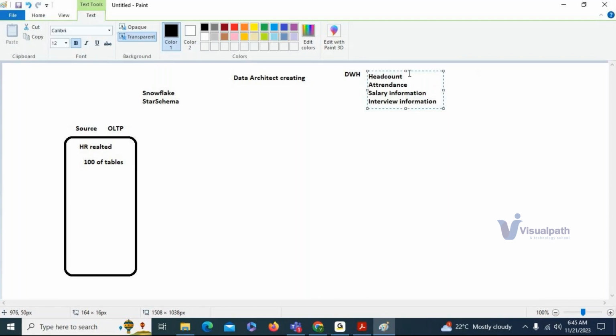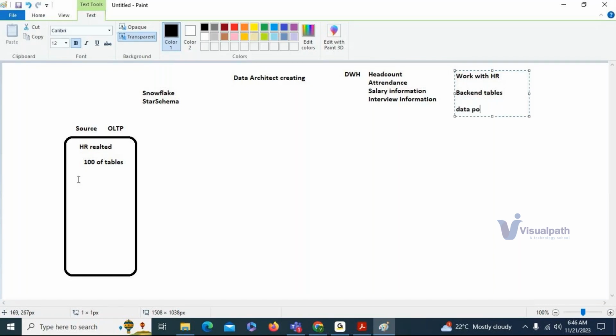Once you get this requirement, you need to sit with the HR analyst, the business analyst, and say, I need this. Can you connect this front end related information to the back end information? Back end is the tables. Now he will identify the data points, different tables and columns. Then you will list down the tables.